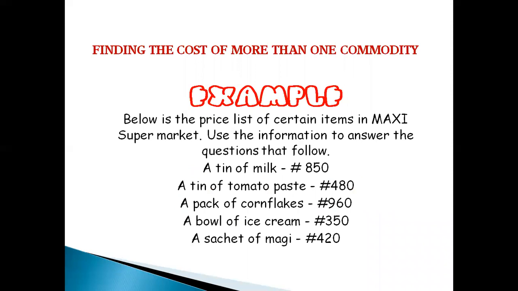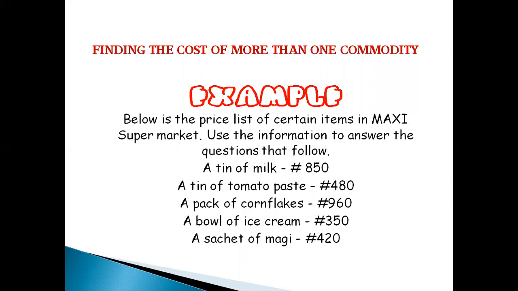Okay, we want to look at finding the cost of more than one commodity. It's very easy for you to know that, oh, I bought a gala for 100 naira, I bought this for 250. But when you are asked to calculate the cost of buying the same item, maybe four or five of the same item, what are you supposed to do? So that is what we want to look at.